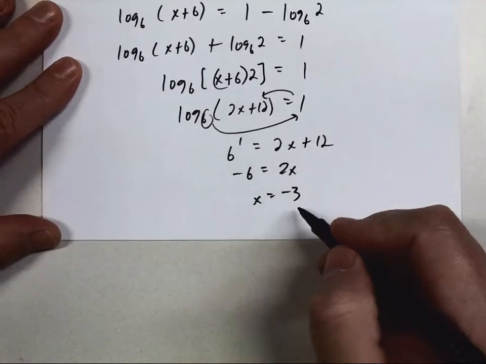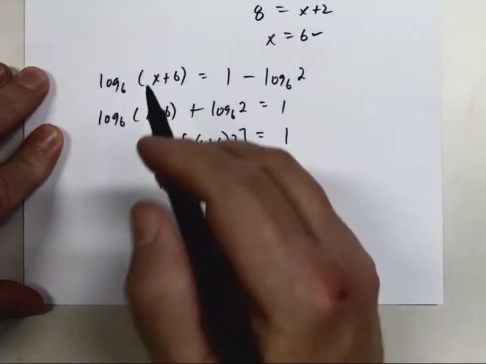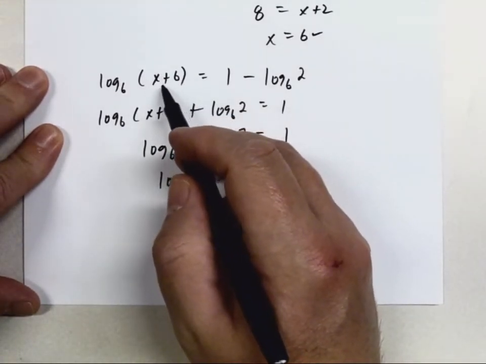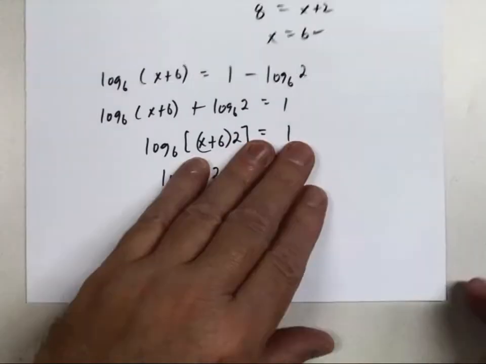However, let's go see if it's okay. If I plug in minus 3 for x in the original equation, this ends up being log base 6 of 3, which is okay. So it looks like it checks out. All right.